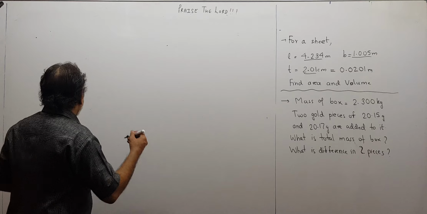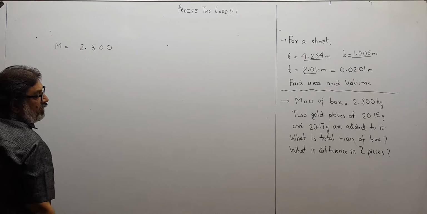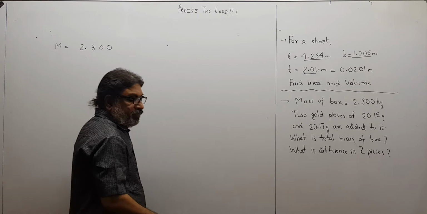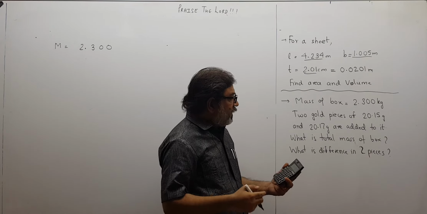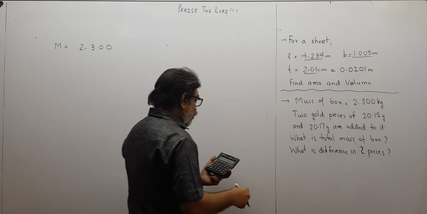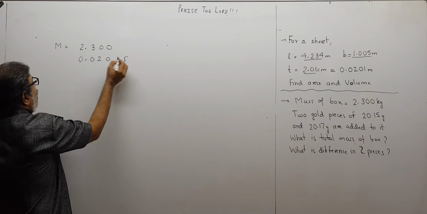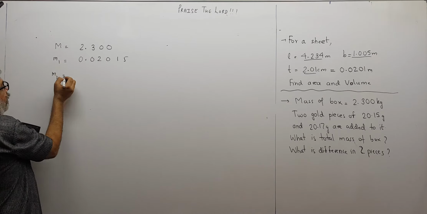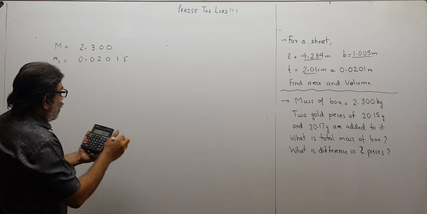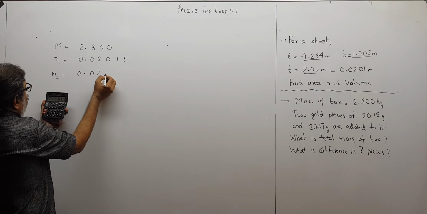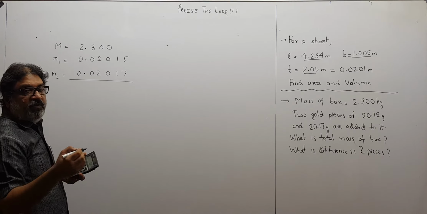So what do we do, children? Mass of the box is 2.300 kilogram. First piece is of 20.15 gram. So I have to divide by 1000. So 20.15 divided by 1000 is 0.02015. That is M1. And the second piece, 20.17 divided by 1000, that is 0.02017.